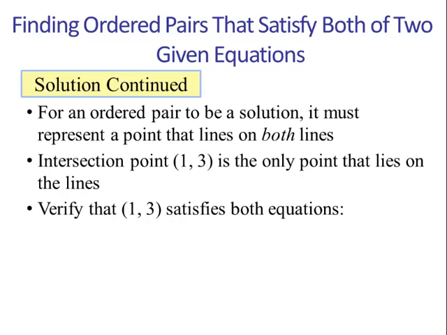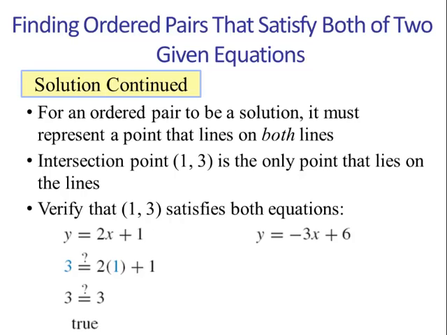To verify that (1, 3) satisfies both equations algebraically, we substitute the ordered pair (1, 3) into both equations, and we should be left with true statements. So for y equals 2x plus 1, y is 3 and x is 1. On the left hand side we have 3. On the right hand side we have 2 times 1 plus 1. 2 times 1 is 2, plus 1 is 3. The left hand side equals the right hand side. So (1, 3) is on the line y equals 2x plus 1.